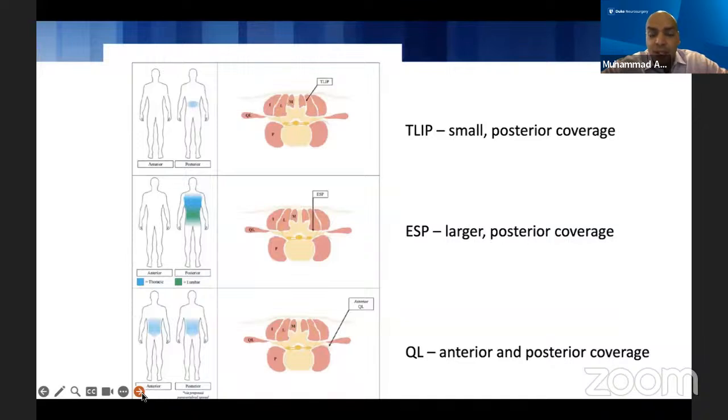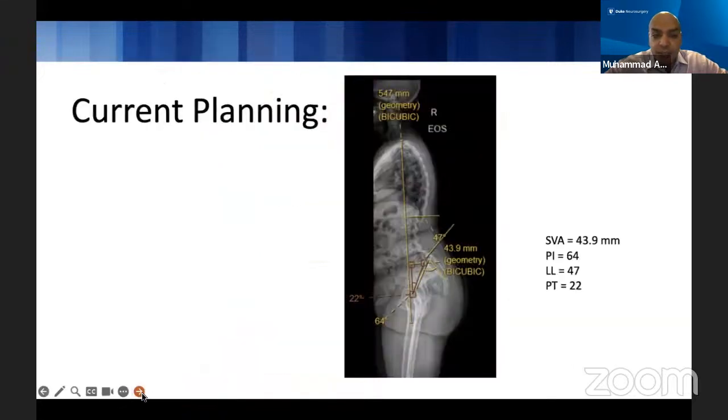There's the TLIP block, which we don't use that often. We have the ESP block, which really helps with posterior rami pain. And now we're using the QL block for my circumferential fusion. So if I'm doing an ALIF or a lateral, this will give you both anterior and posterior coverage. For those colleagues that aren't using regional anesthesia, I would really encourage you to either learn about it and do it yourself, or, if you have a regional anesthesia team, to really engage them in this.